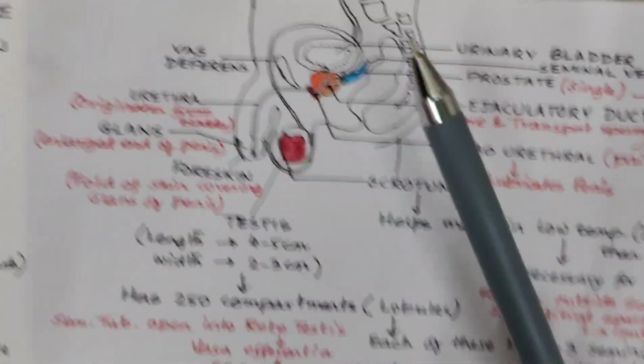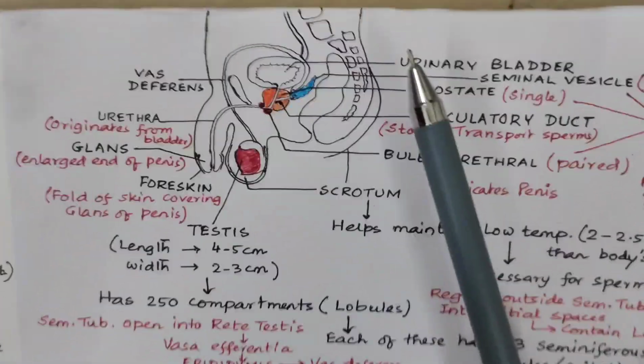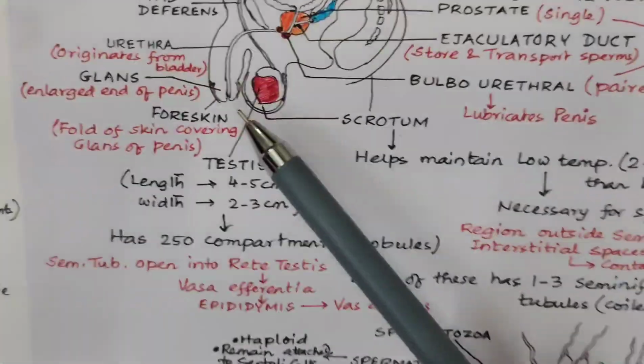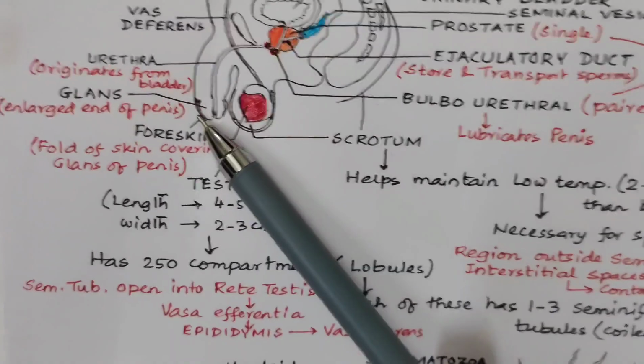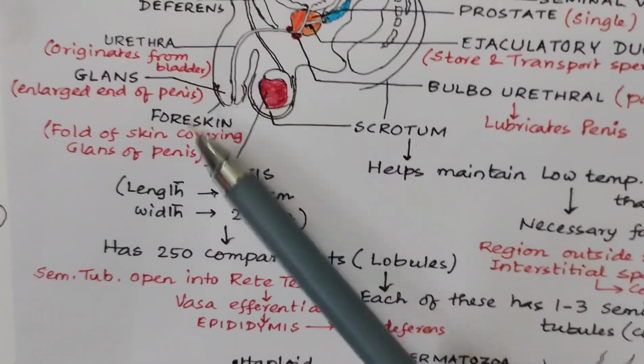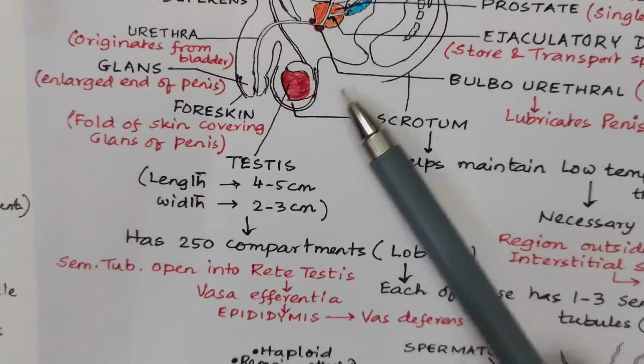This is according to NCERT. The NCERT diagrams over here, let's have a look. This is the male reproductive system. This is the enlarged end of the penis called glans penis. This is the foreskin, a fold of skin covering the glans of the penis.